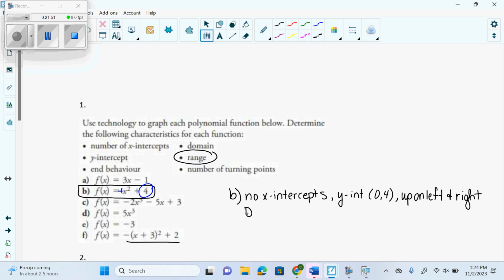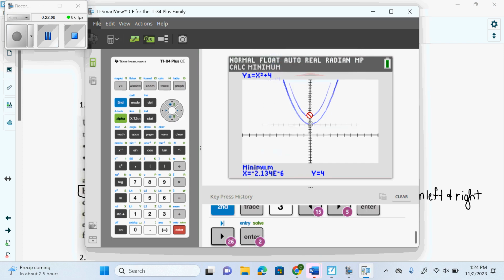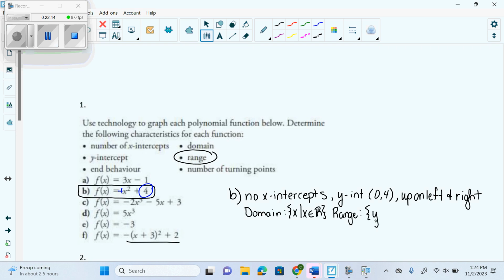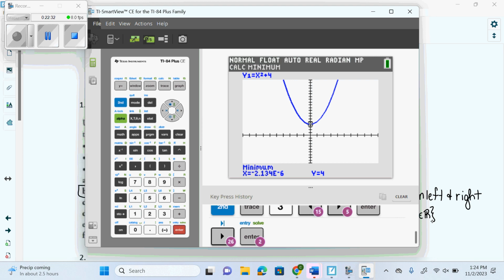What's my domain? Domain of all polynomials is x such that x is real, because it keeps going on forever. What's my range? y is greater than or equal to 4, right? The range is only different if it's a quadratic. If it's degree 1 or degree 3, it's all real numbers. Super easy. Number of turning points. Turning points are maxes or mins. How many turning points does this one have? 1.